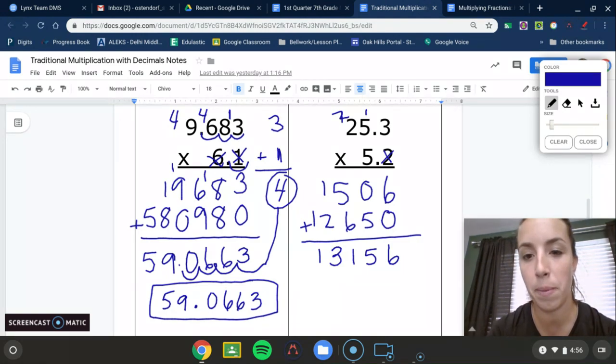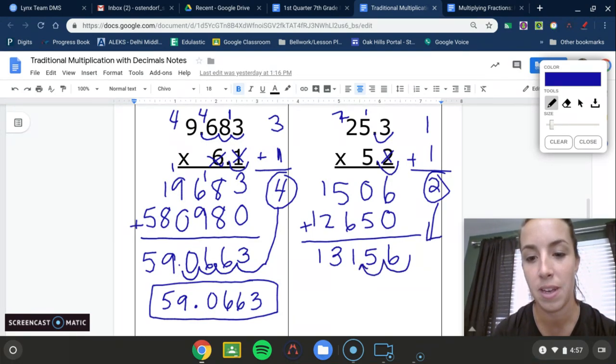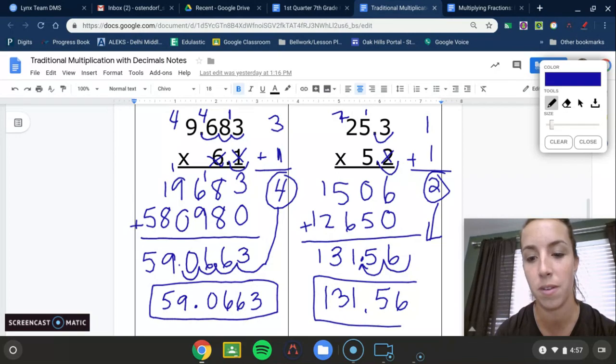Once again, I'm going to do my place values, and this one I only moved it 1 to make it a whole number, and 1 to make the other a whole number. I add those two together, so I know I have to move it a total of 2. So when I come down here to move it, 1, 2 spots. Then my final answer is going to be 131 and 56 hundredths.